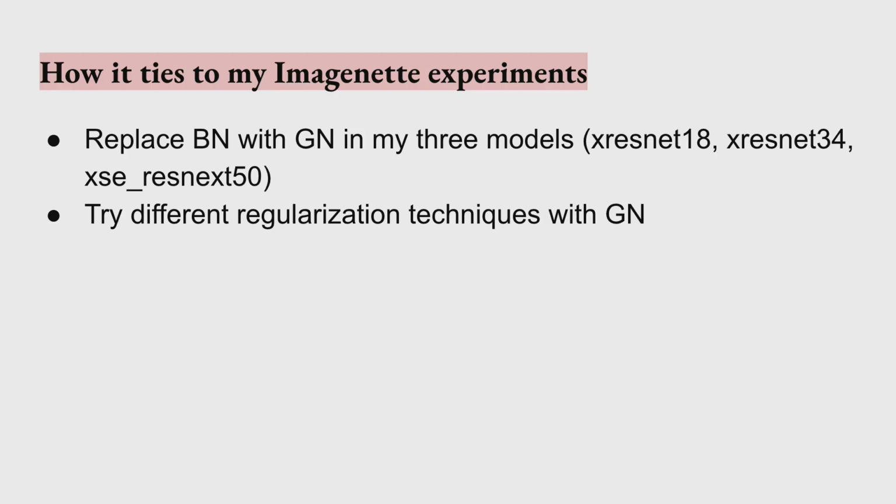The two things that I want to take away from my Imagenette experiments is that I'm going to work on replacing batch normalization with group normalization in my three models so that I can use it for smaller batch sizes where I was getting better performance. And then I want to try different regularization techniques with group norm so that the lost stochasticity from batches in the batch norm that we miss out on, we're introducing the regularization with group norm to recapture some of that generalization and hopefully get a better result in terms of validation error.